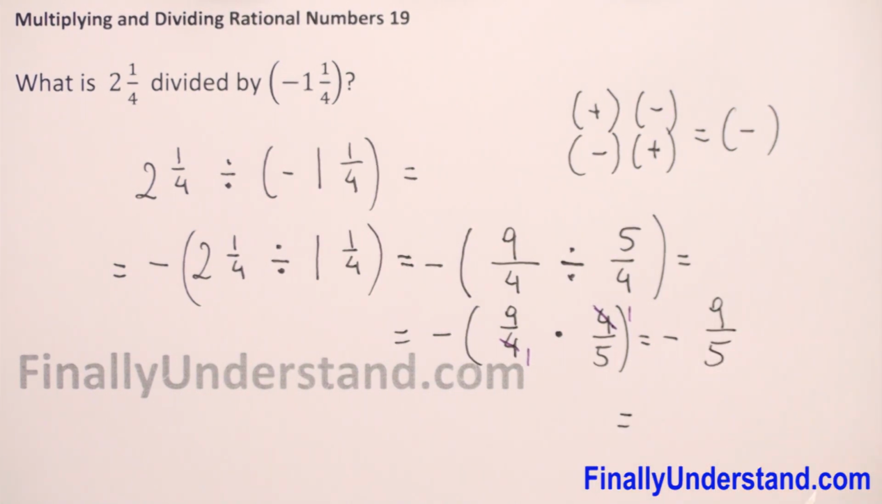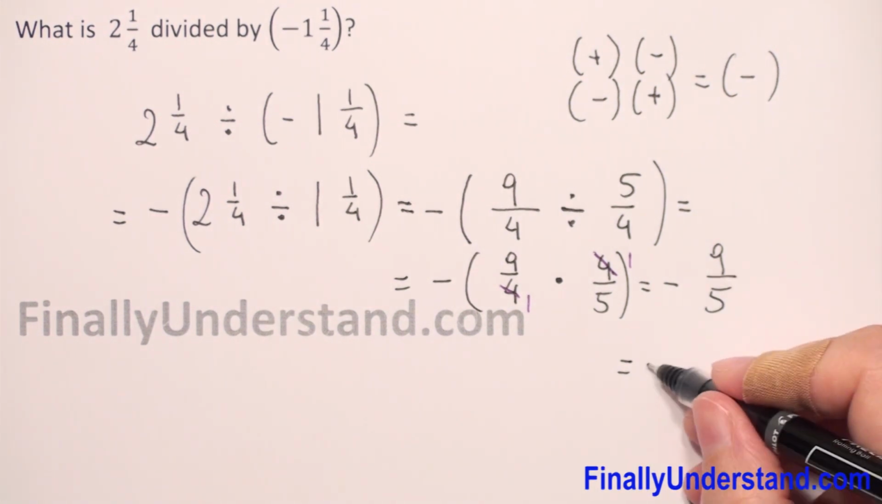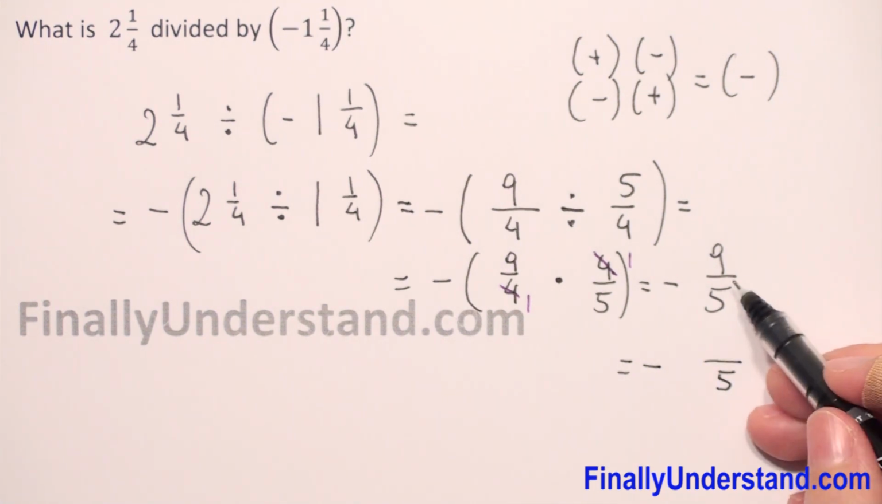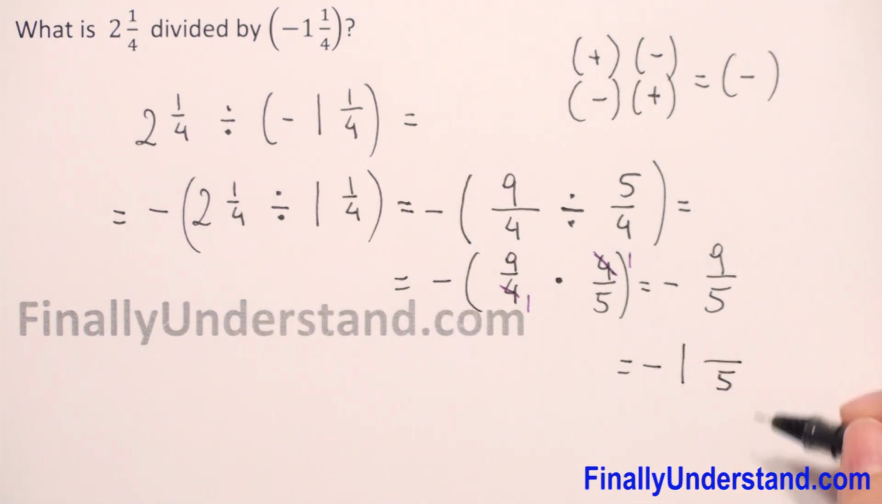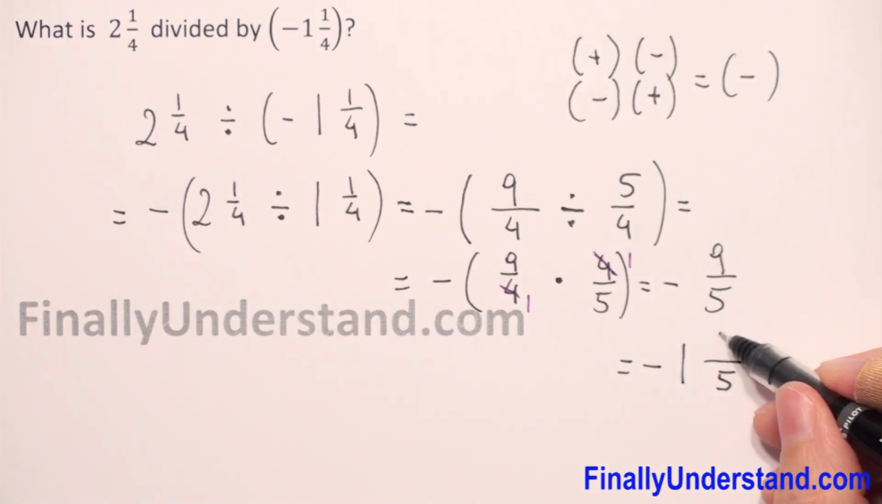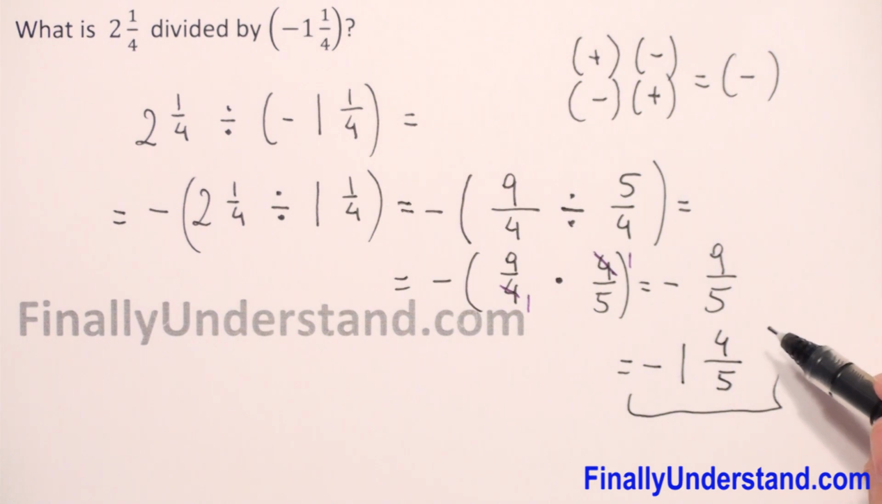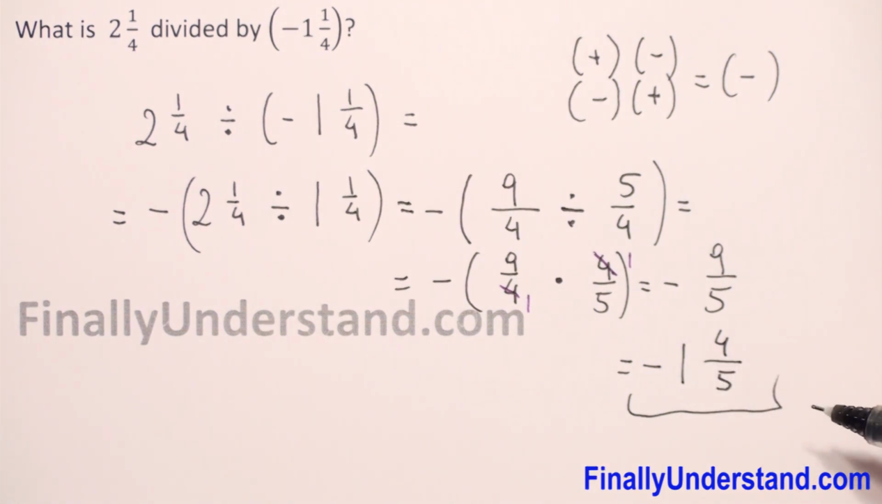We got an improper fraction. We can change to a mixed number. We copy the negative sign. Copy 5. How many 5s can you put into 9? 1. So we have 1 whole. And 9 minus 5 is 4. We got a mixed number. Let's always check. 5 times 1 is 5 plus 4 is 9. So everything is correct.